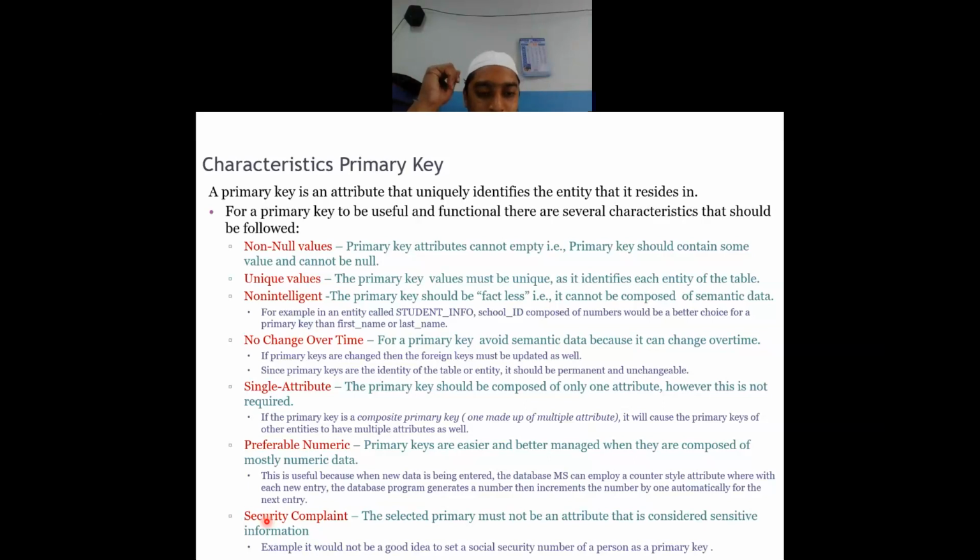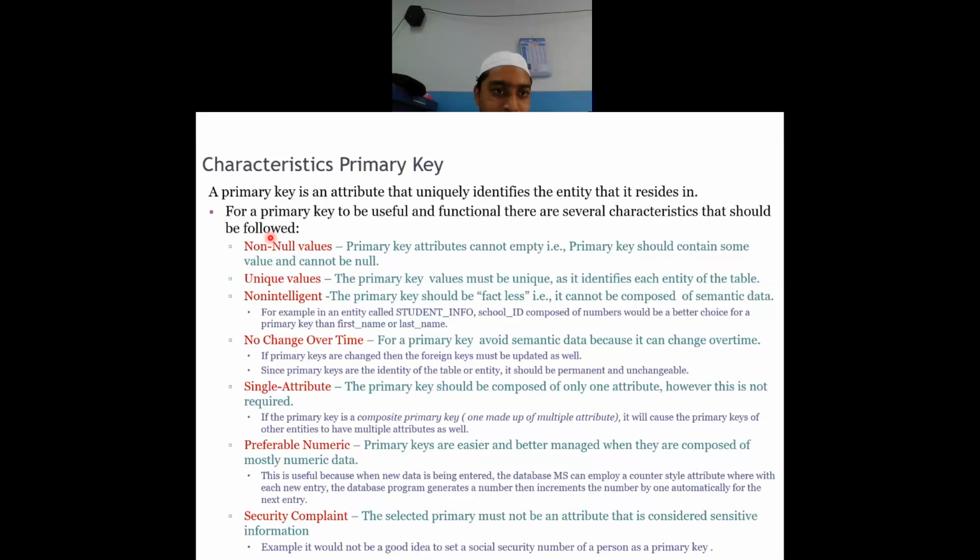Next one is security compliant. Security compliant, just as we said, means the primary key should be such that it should not reveal your identity. It should not let your privacy be overtaken. So that type of nature or characteristics should be there for a primary key.